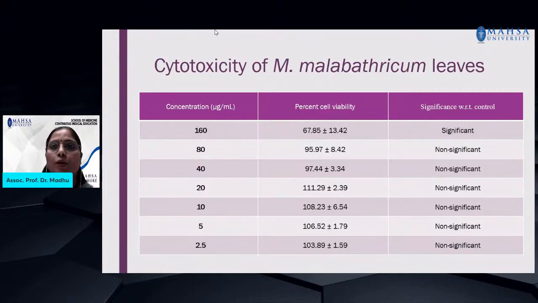Then moving on, these are the results of the cytotoxic studies of Melastoma malabathricum leaves. These studies show that the cell viability was not affected until the concentration of 80 micrograms per ml, whereas at 160 micrograms per ml, the extract inhibited the cell growth. So until 80 micrograms, it is safe, is what we understood. You can see that significance is only at 160.